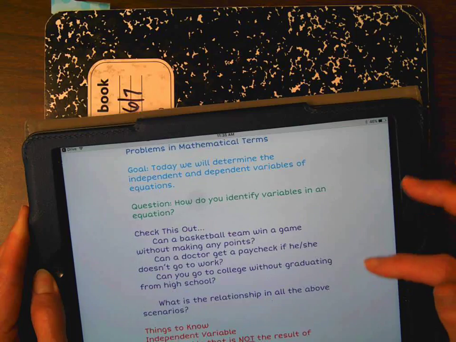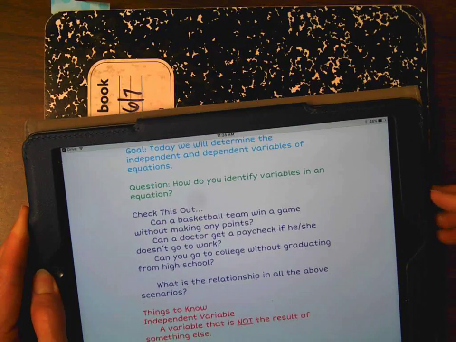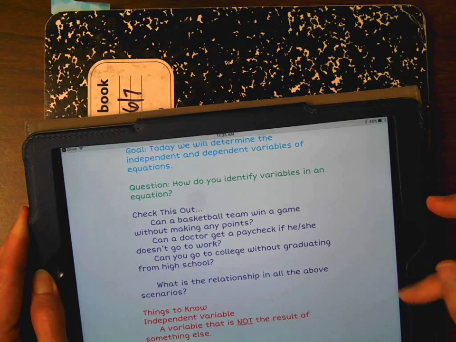Check this out. Can a basketball team win a game without making any points? The answer is no, absolutely not. You wouldn't have a game if you didn't make points. So we could say the winning depends on the points. So the dependent would be the win or the loss, and then the independent would be the number of points. Okay? Doctors, can a doctor get a paycheck if he or she doesn't go to work? The answer again is no. The paycheck is the dependent, and the independent is when the doctor goes to work or not.